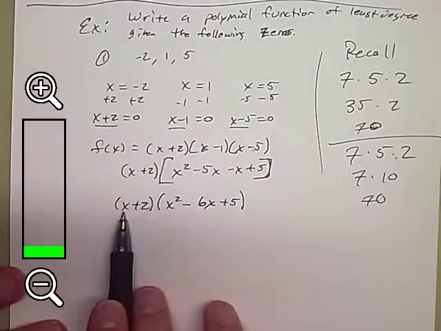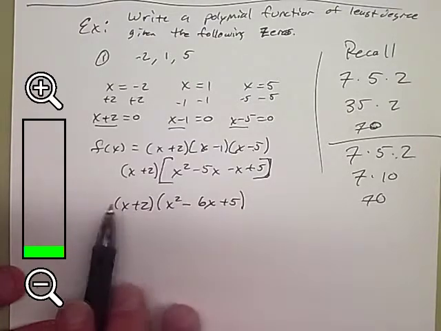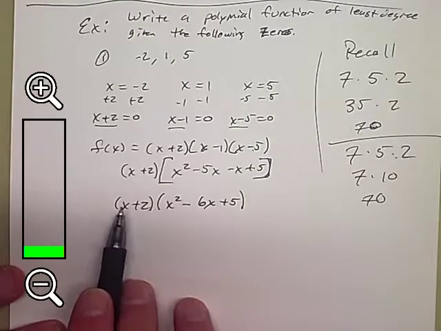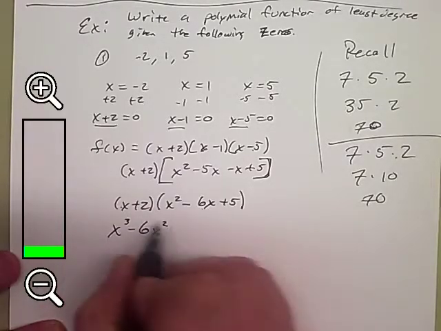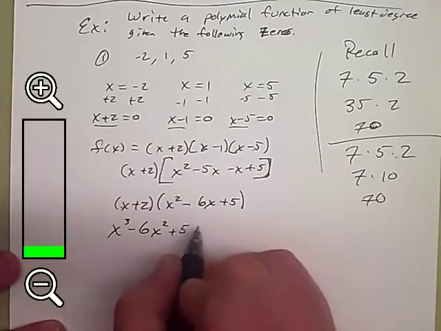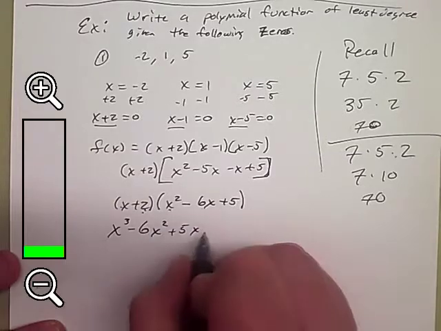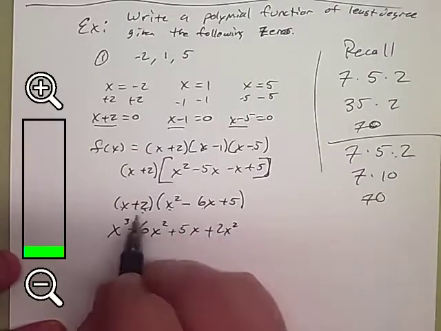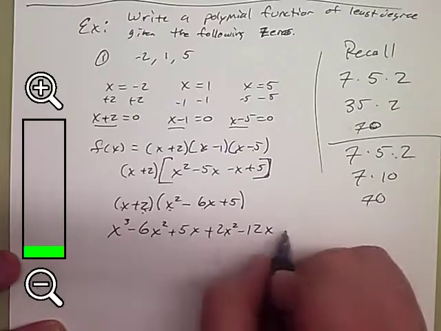Now, I need to multiply x plus 2 times, or this binomial times this trinomial, right? So, distributing x first. X times x squared is x to the third. X times negative 6x is a negative 6x squared, and x times 5 is a positive 5x. Distribute the 2. 2 times x squared is a positive 2x squared. 2 times negative 6x is negative 12x. 2 times 5 is a positive 10.